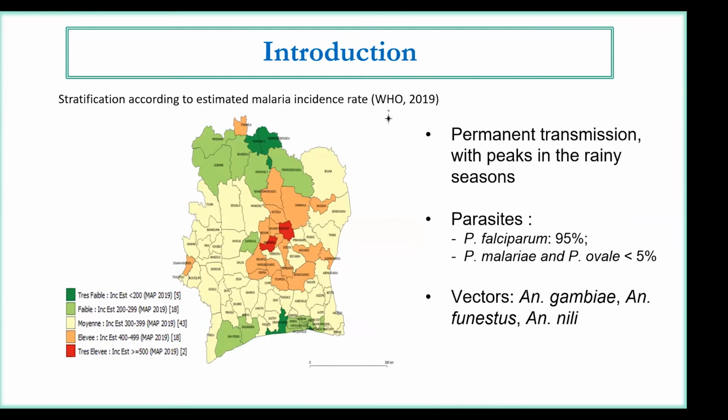The situation of malaria transmission is not the same in the different regions of the country, as you can see in this map. But generally the transmission is permanent with peaks during the rainy season, and the most prevalent parasite is P. falciparum, and the main vector is Anopheles gambiae. Next slide.